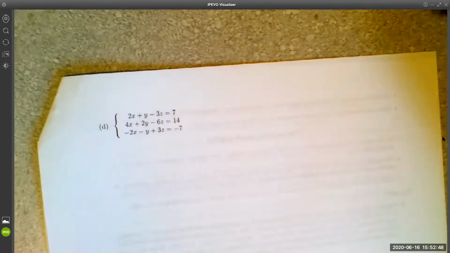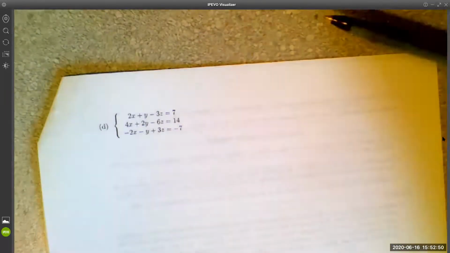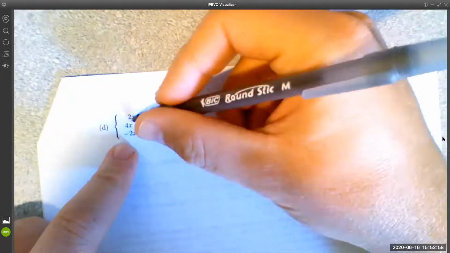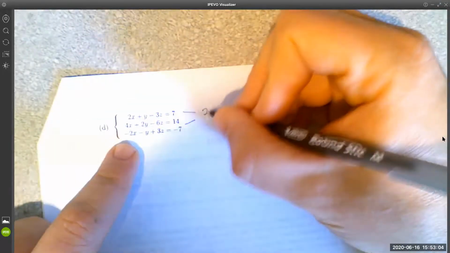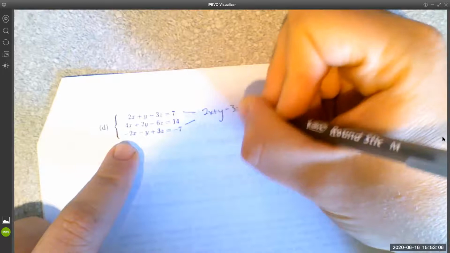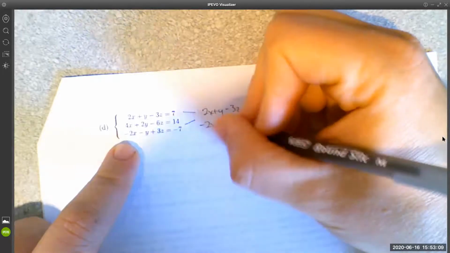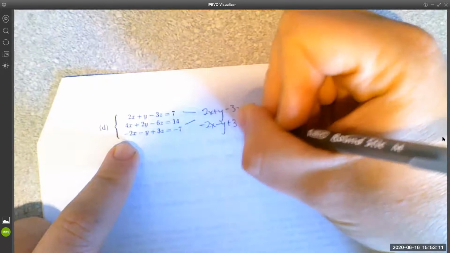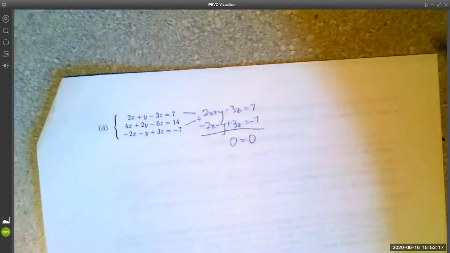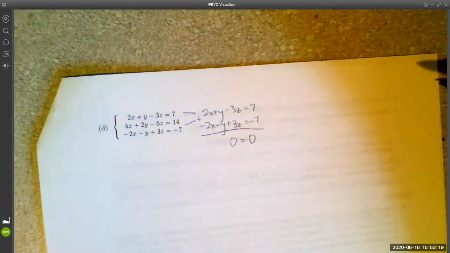I smell another kind of fishy one here. Looking at all these numbers, they're all like multiples of each other. So it just seems like, I don't know. For example, if I tried to get rid of the x's, I could have the top one and the bottom one as they are, right? But when I go to do that, I get an identity right off the bat. So that tells me once again, I've got infinitely many solutions.